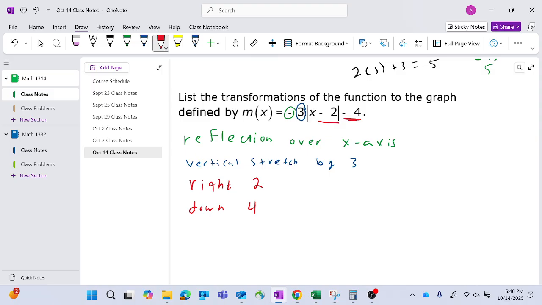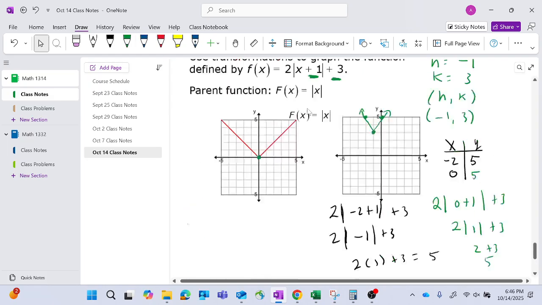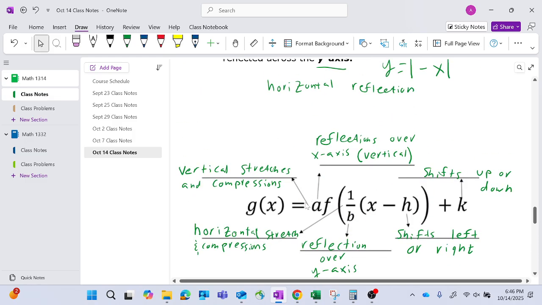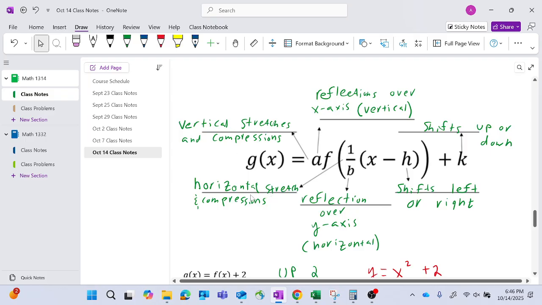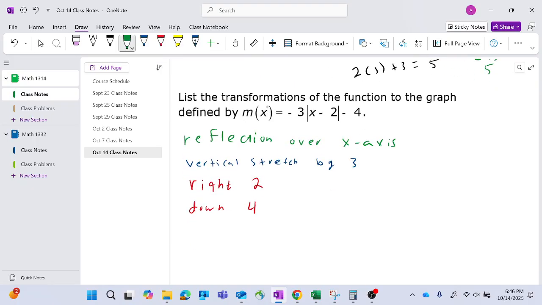All right. So you see here, every single thing does something. I have a -3. If you remember by the graph I have here, that a value can reflect it over the x-axis, and it can vertically stretch or compress. The negative tells you it's a reflection over the x-axis, or a vertical reflection, up to down or down to up. Then you have the 3. That 3 is also part of the a value, which does everything vertically. So it's a vertical stretch by 3.